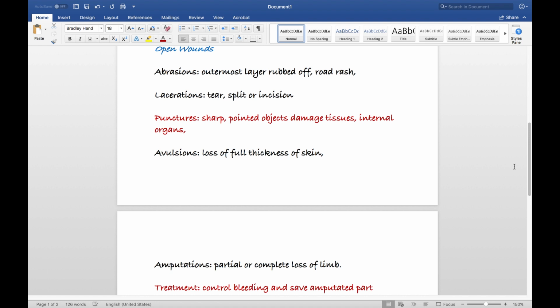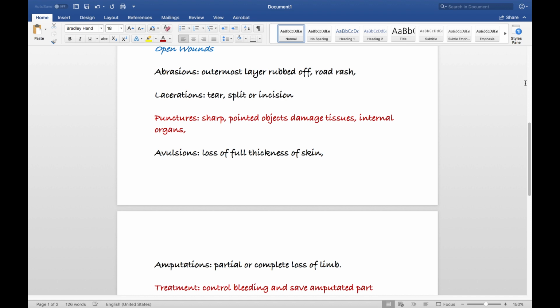Your avulsions. This is that loss of the full thickness of the skin, okay? Treatment, guys, usually for avulsions, we're going to clean it as best we can. Try to return the skin to its normal position. And again, control the bleeding. Use bulky dressings, okay, for avulsion-type injuries.